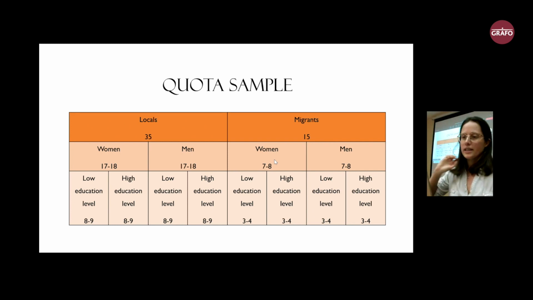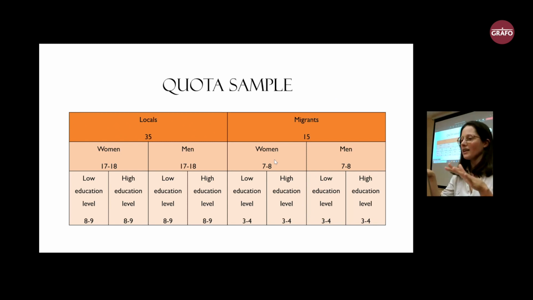I wanted to stop for a second on the quota sample. Because of the interest in studying ethnic boundaries, we have divided the sample into what we called locals and what we called migrants. The locals here would be people who have been born in Spain and also people who arrived in Spain as children up to the age of 12 years old.